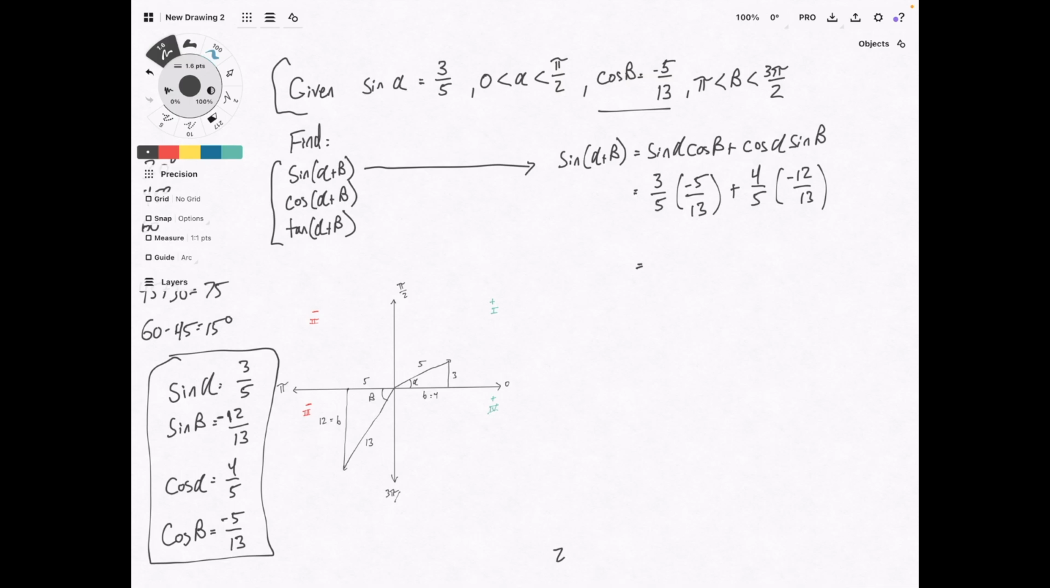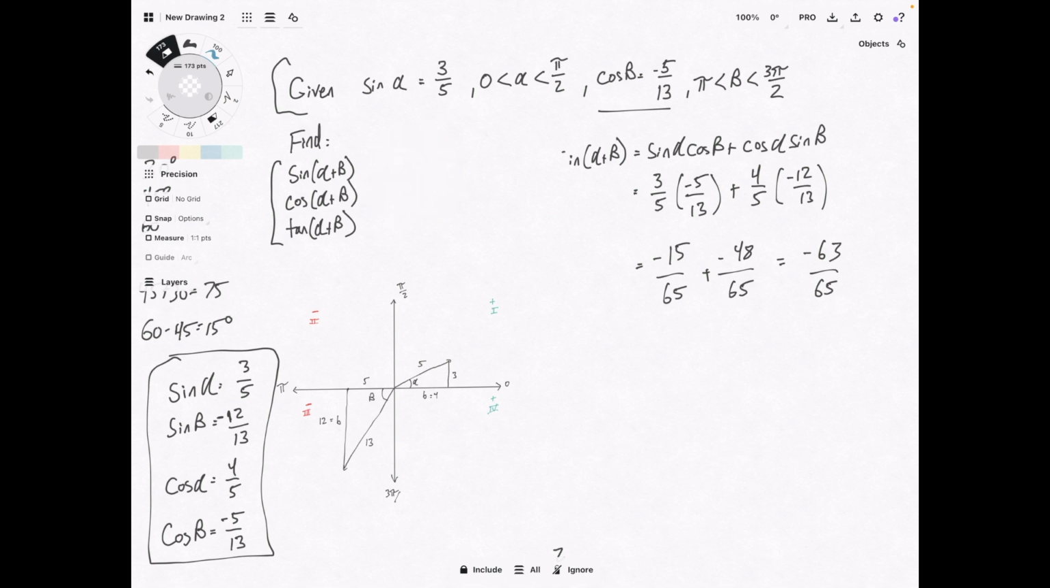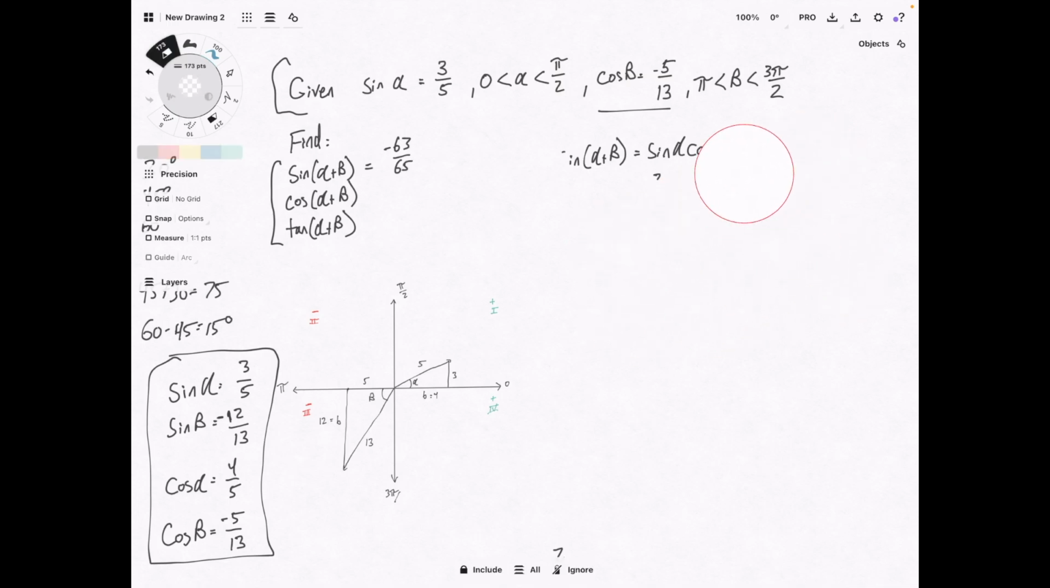So it looks like a little ugly math, but nothing we can't handle. Negative 15 over 65 plus negative 48 over 65. So we're actually going to add these numerators together. So that's going to be negative 63 over 65. And that's going to be the answer to our first problem. So this is negative 63 over 65. Awesome. Now we're going to move on to the second question.